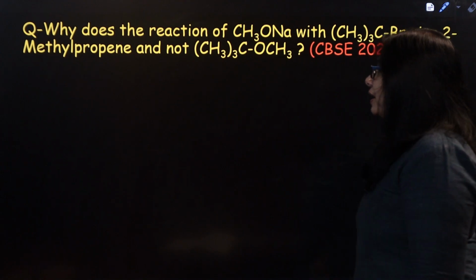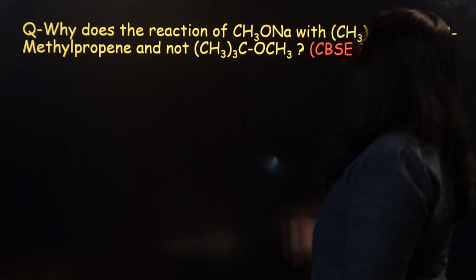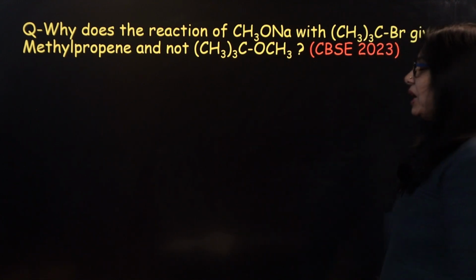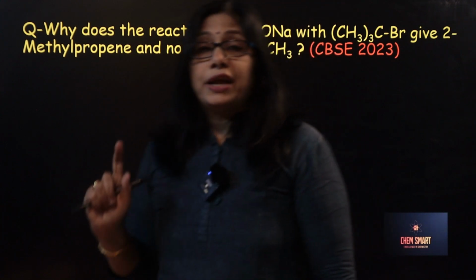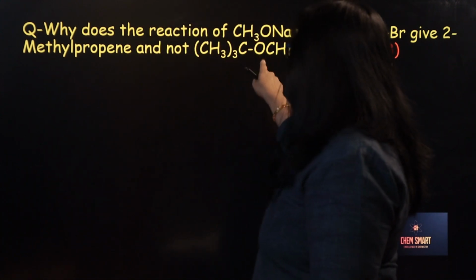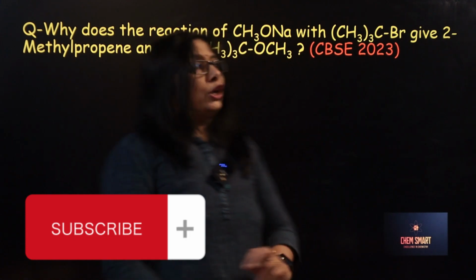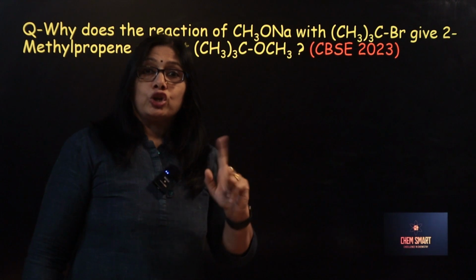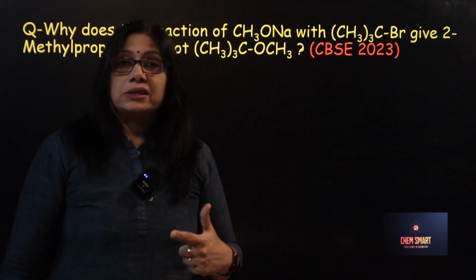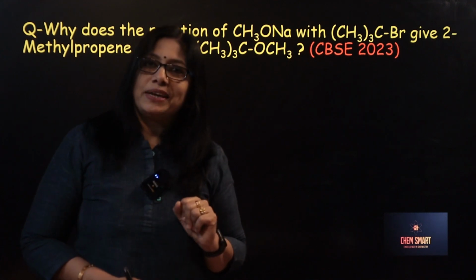Now, the next question. Why does the reaction of sodium methoxide with tertiary butyl bromide give 2-methylpropene and not CH3-O-C(CH3)3, the ether? What is the reason? When an alkyl halide reacts with alkoxide to form an ether, that is Williamson synthesis of ether, which follows the SN2 mechanism, right?